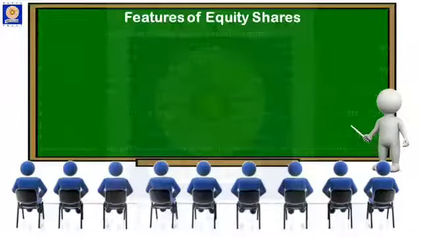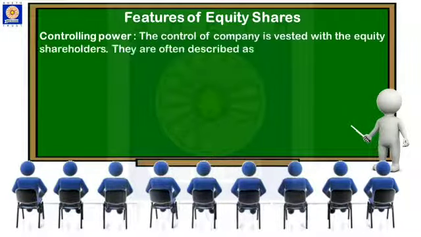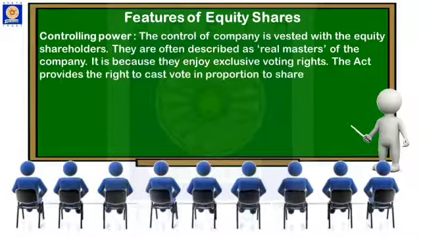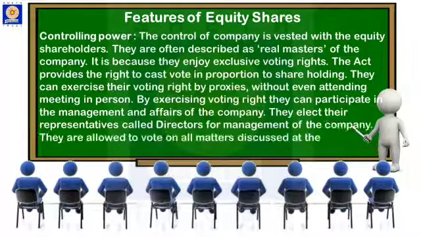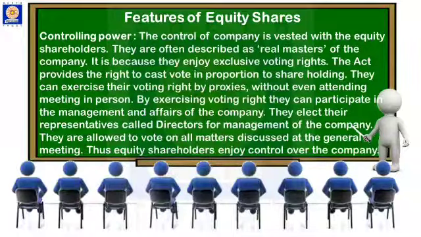Our next point is controlling power. The control of the company is in the hands of equity shareholders. They are also called the real masters of the company, as they have exclusive voting rights. They can use these voting rights in electing the board of directors, and they can also remove any director by this power. As they can participate in the management of the company, they can control and take decisions in the majority of the meetings, especially in the general meetings of the company.